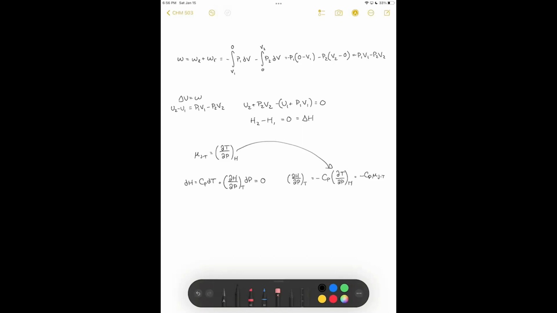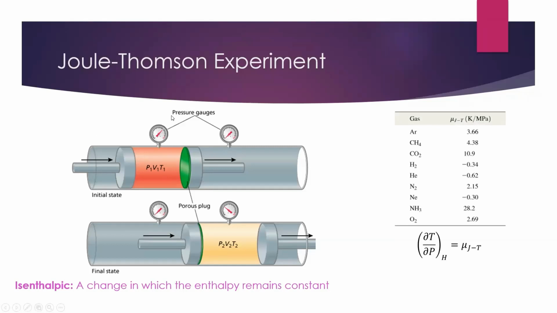The Joule-Thomson coefficient can be positive or negative. If it's positive, that means that enthalpy will increase as pressure decreases, and the gas will cool as it expands. If the coefficient is negative, the gas will heat as it expands. Here are some examples of Joule-Thomson coefficients, and you can see that nitrogen, which cools as it expands, has a positive Joule-Thomson coefficient, and hydrogen has a negative Joule-Thomson coefficient, which is why it heats up as it expands. This is useful because it is used to do things like liquefy gases, if you ever wondered how they obtain liquid nitrogen, and also, like I mentioned in the beginning, for refrigeration.